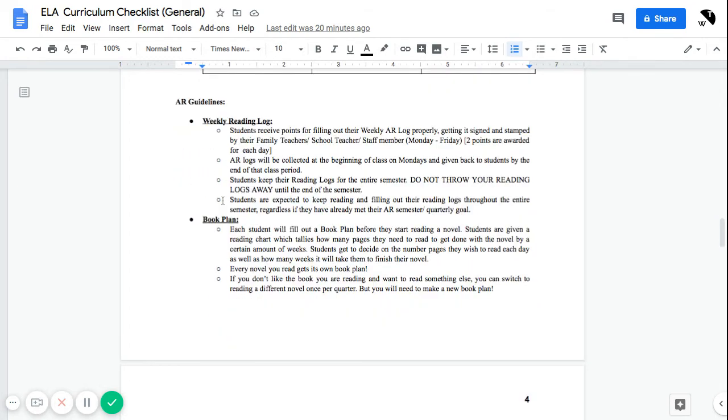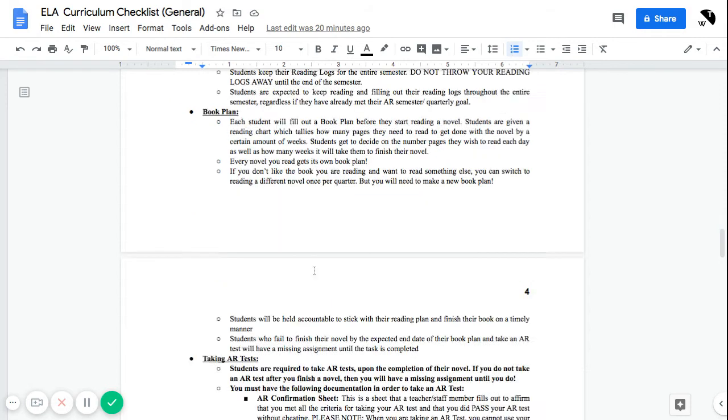Okay. A book plan, we'll get more into that, but it's basically you select the amount of pages that you want to read and how long it's going to take you. And then we kind of hold you accountable to making sure that you are reading and you're going to finish that book according to the time that you have set forth for yourself.